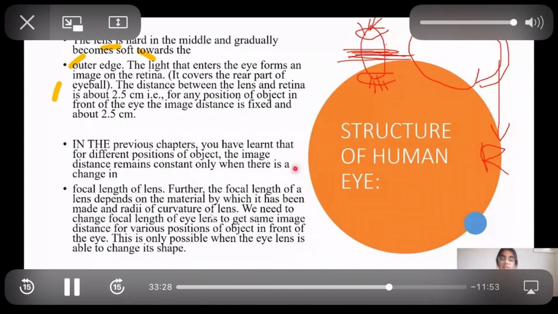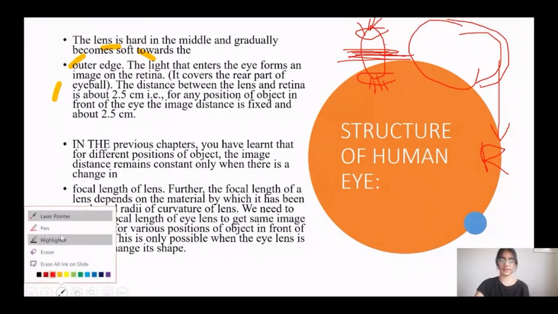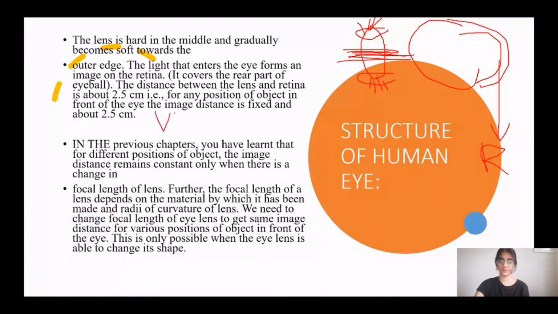So the image distance for our eye lens is always fixed, V, which is 2.5 centimeters. So the distance between the image and the optical center is always going to be 2.5 centimeters.